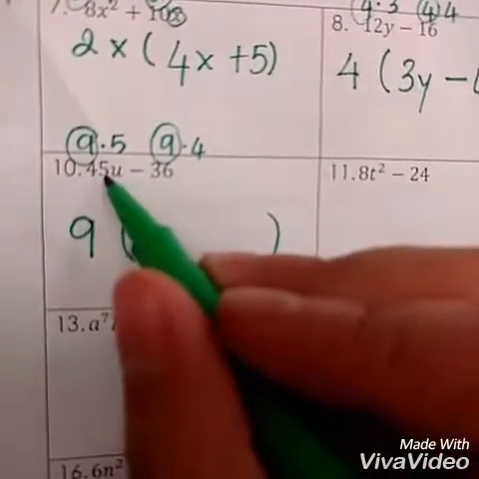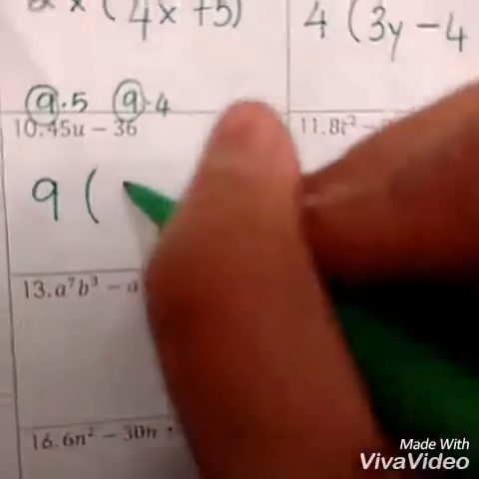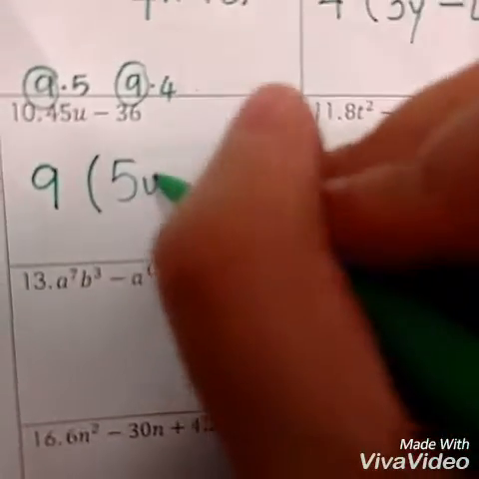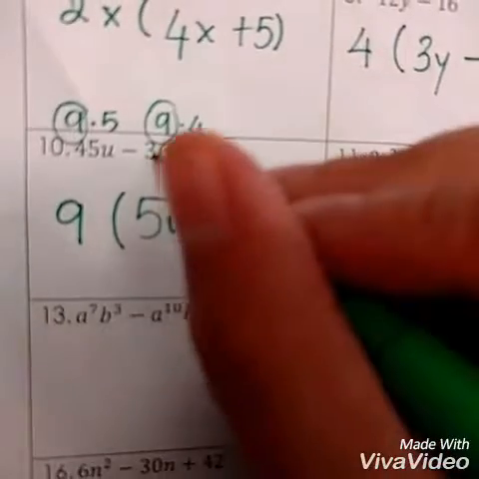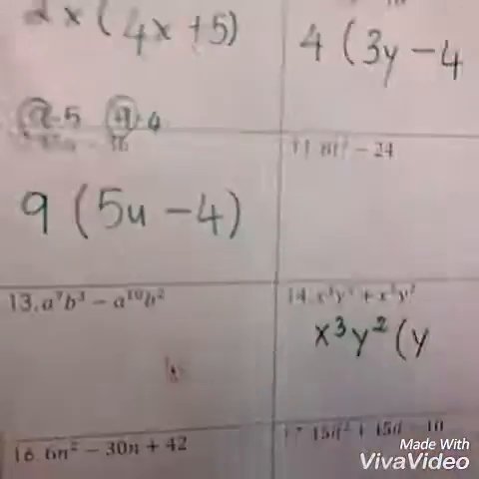So here I have 45. It's 9 times 5, so 5 is left in here. Here I have 1u. I didn't take out any u, so you have 5u left. On the right side I have 36 divided by 9 gives you 4, so subtract 4 right there.